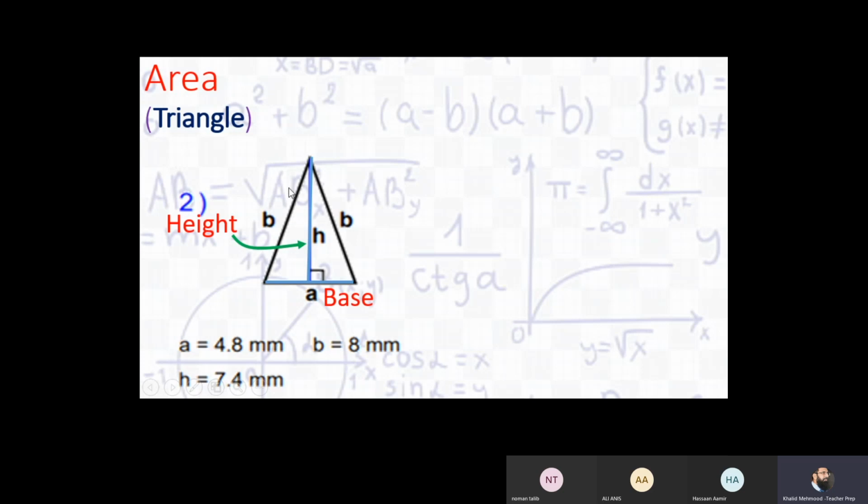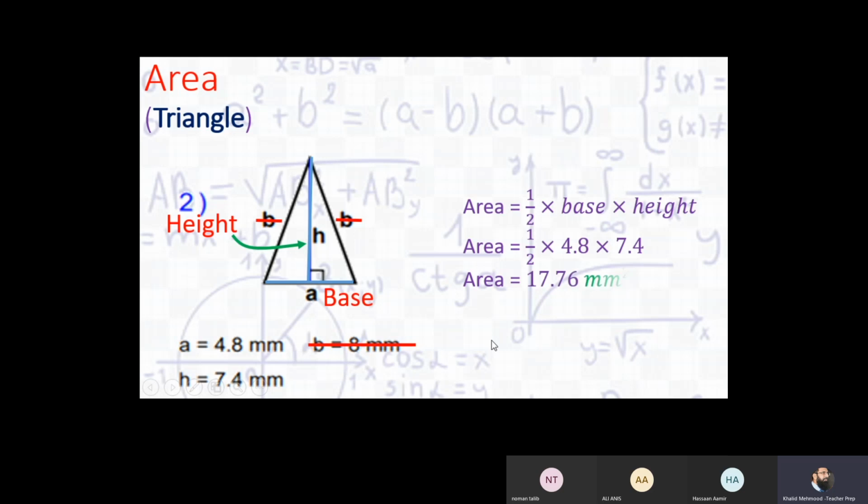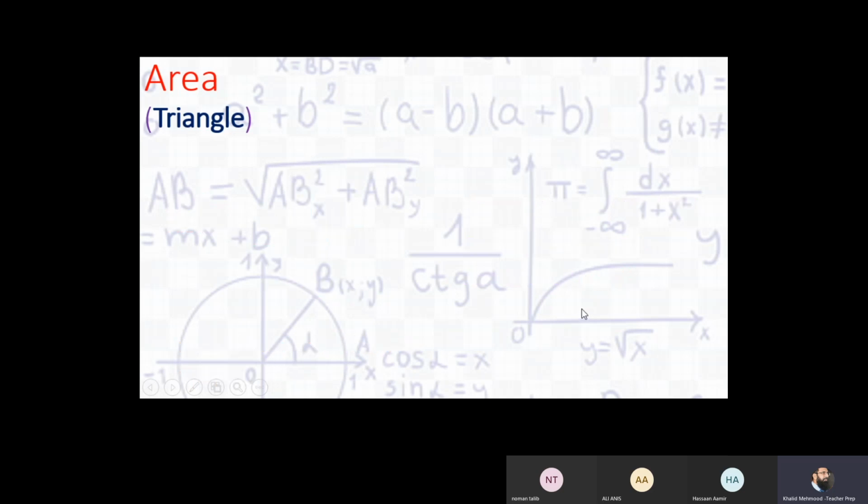This is the height, so we'll not be including the other two sides. That's why we'll not be including this one, and then we'll be applying the formula and putting in the values, and we have the result. This was in millimeters, so that's why our answer is in millimeter square.